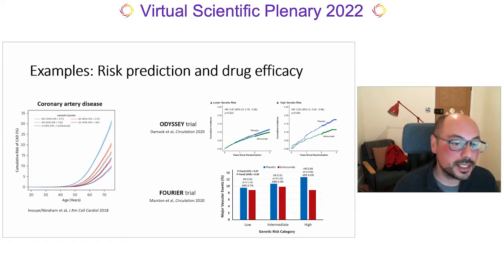And more recently, groups from the ODYSSEY and FOURIER trials also found similar for PCSK9 inhibitors, thus demonstrating that PRSs may be used to guide deployment of costly medicines, as well as potentially increase the efficiency of trials by focusing on groups where medicines have greater efficacy. Next slide.